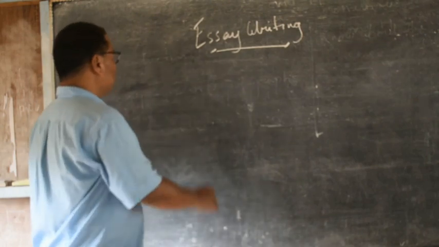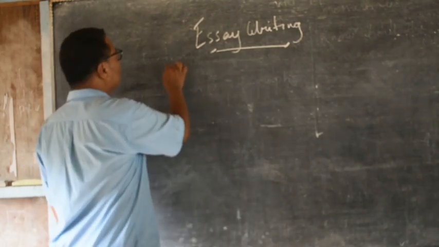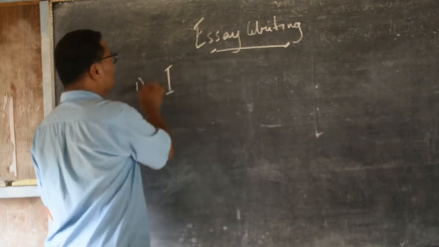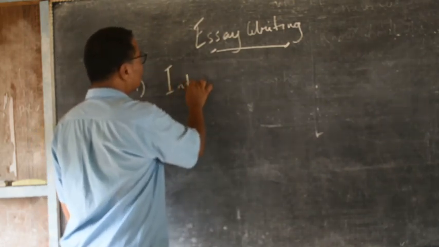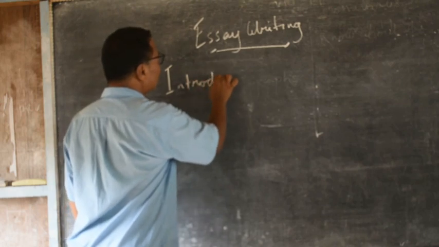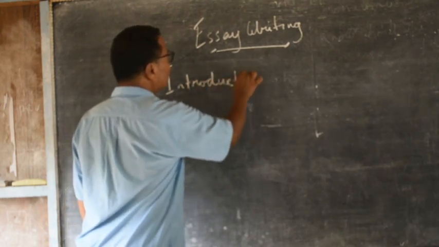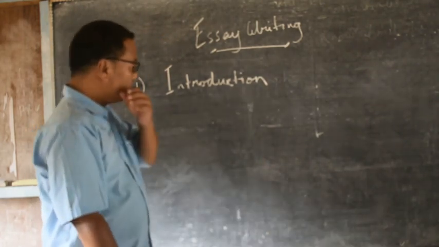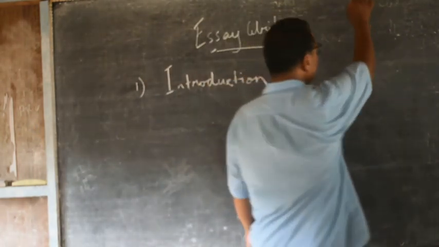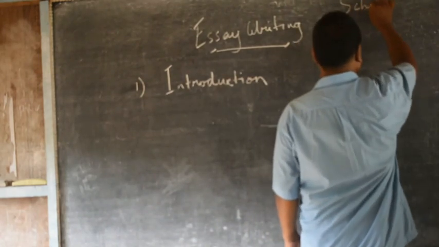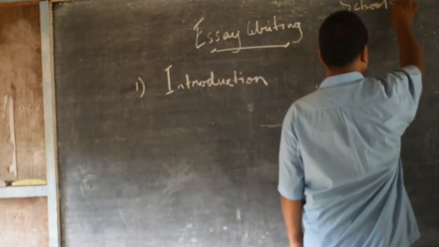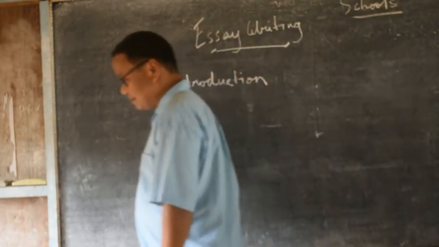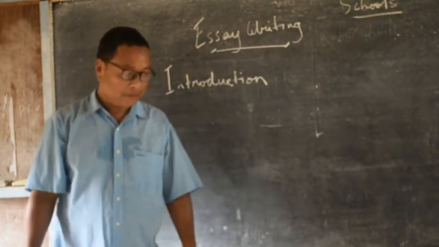In essay writing, usually we see, number one, the introductory part or introduction of the essay. For example, if the essay is about schools, write an essay on schools. For example, the question is to write an essay on schools.